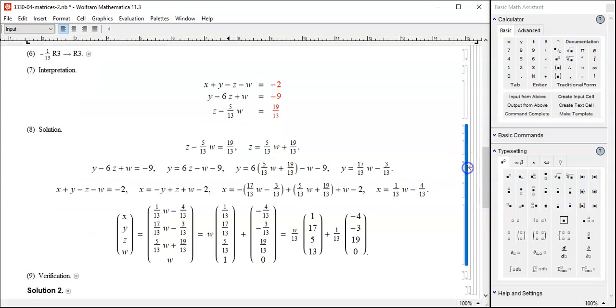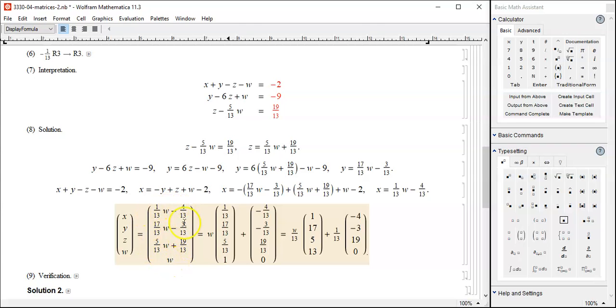Indeed, this is a solution. Start from down below, and then the next. So for y, and then the first, and so for x. So everything is solved with respect to w, and this is what we get. X is 1/13 w minus 4/13, and so on and so forth.